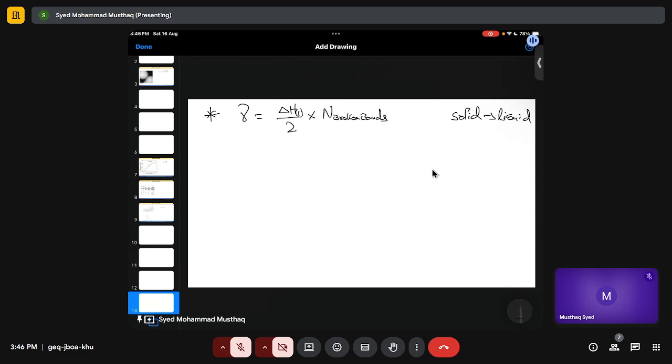So in liquid, atoms are continuously moving from one point to another point. That means the bonds are being totally broken. So that is what the enthalpy of fusion is, right? So the energy required to melt a solid. So that is called enthalpy of fusion.